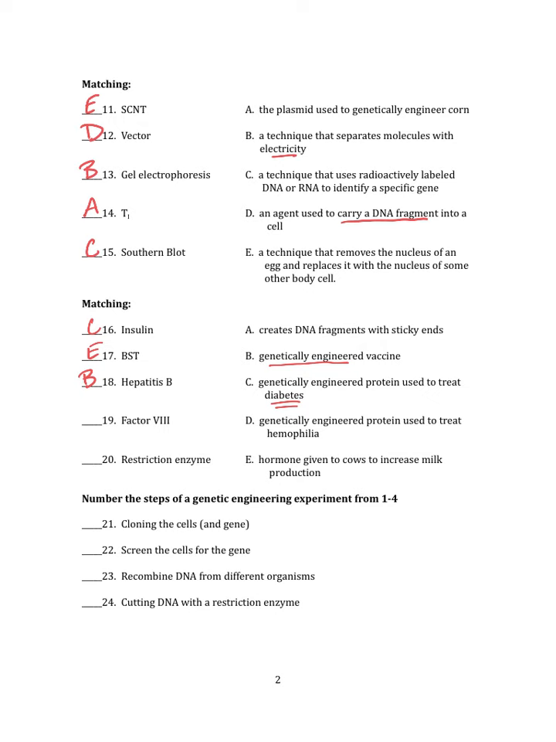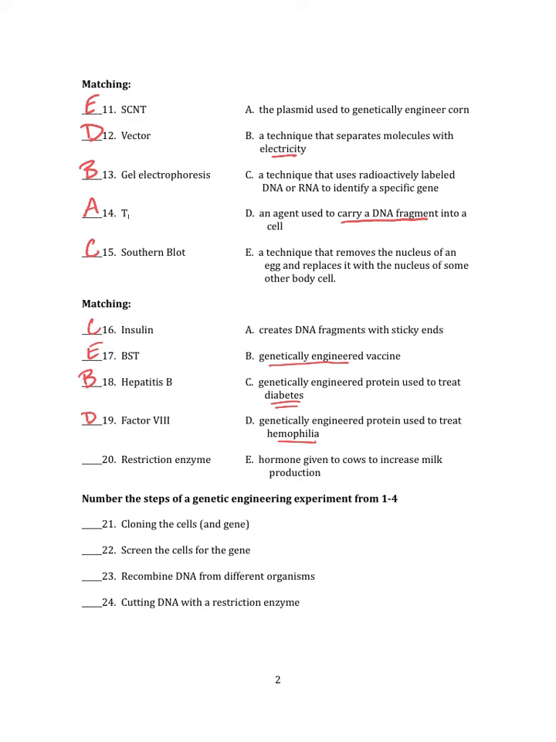Number 19 is factor 8. So if you recall from our notes, factor 8 is a clotting protein that helps blood to clot normally, and it's something that is missing for a lot of people who have hemophilia. So number 19 is D. It's a protein that is used to treat hemophilia.